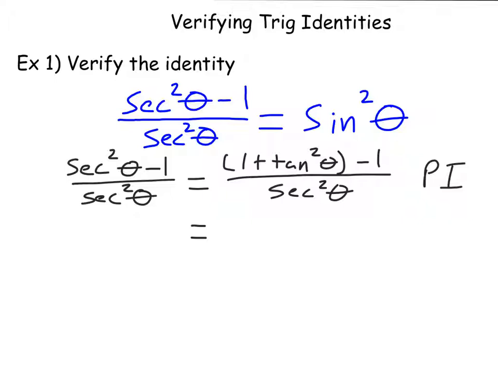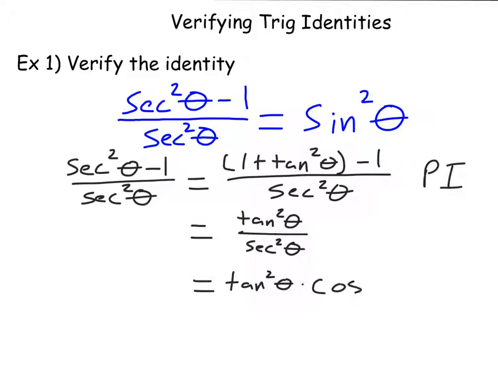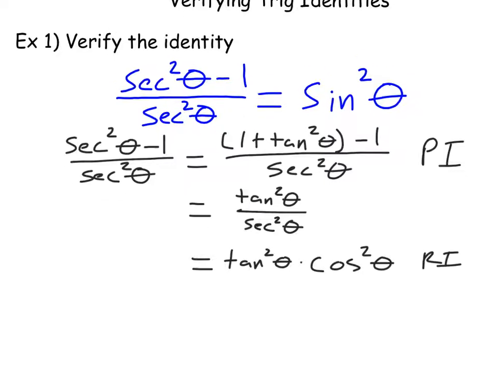Up top, I have plus 1 and minus 1. Those will cancel out, and the only thing I'm left with is tangent squared over secant squared. My next step here is going to involve an identity. I've got tangent, and I'm going to switch it to multiplication, but then go with a reciprocal, which I will cite that that's what I did. I used a reciprocal identity.